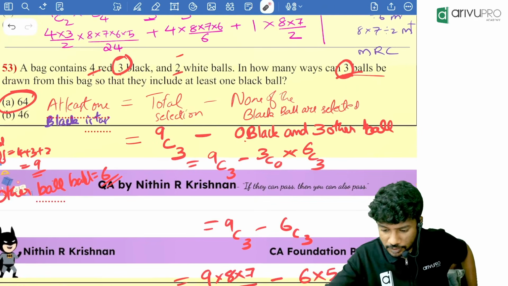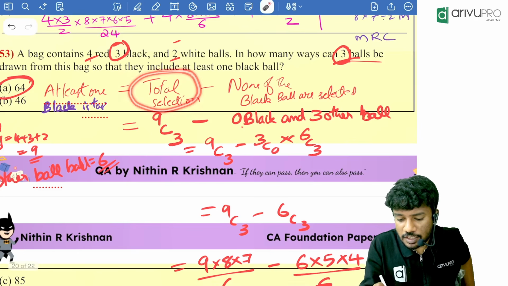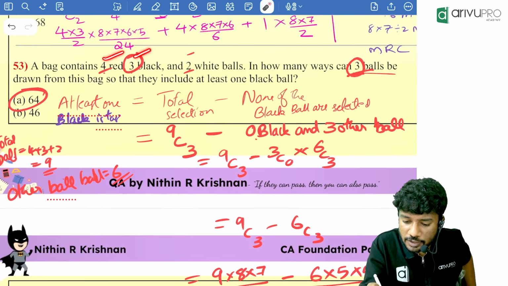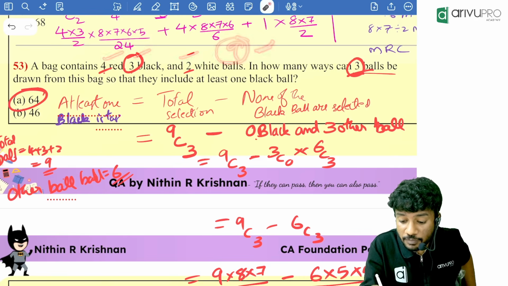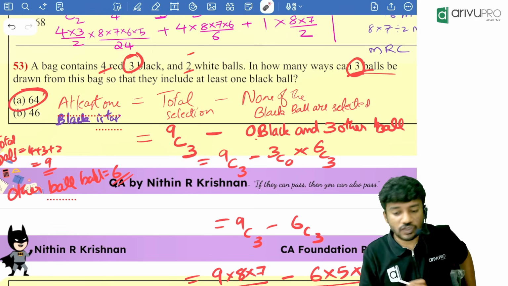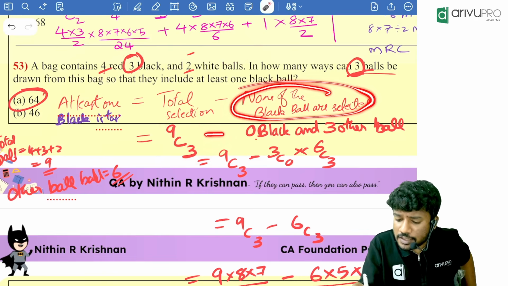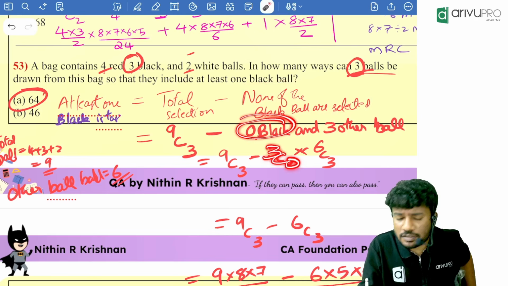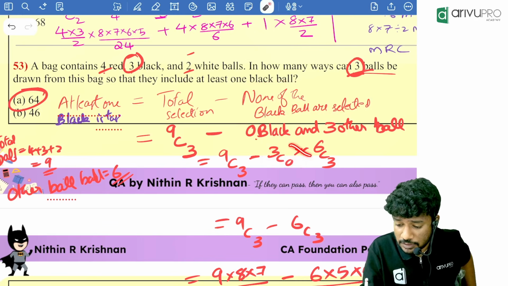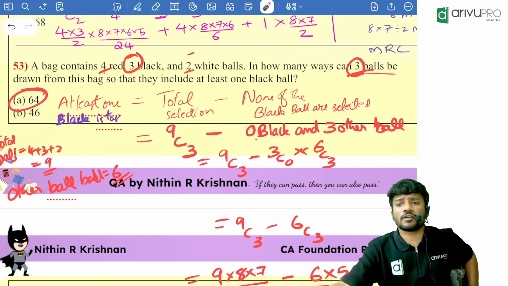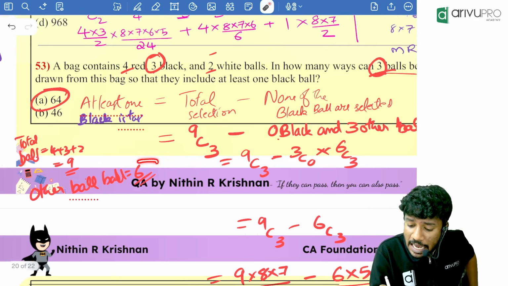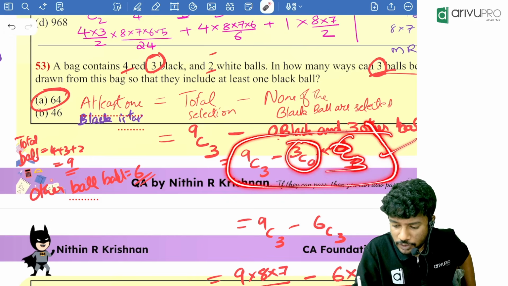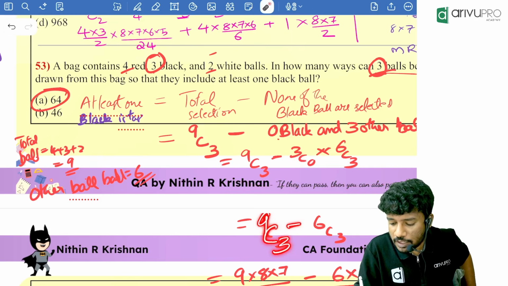Okay. Understood, Soumya. So Soumya here, total selection means how many balls are to be selected? 3 balls are to be selected from how many balls in total? 9 balls are there in total. From 9 I am choosing 3. That is 9C3. Minus none of the black are selected, means 0 black are there and 3 other balls. So 0 black is chosen from the 3 balls, that is 3C0, into 3 other balls chosen from 6 other balls, that is 6C3. That's how it is becoming like this. 3C0 is 1. So it is 9C3 minus 6C3.